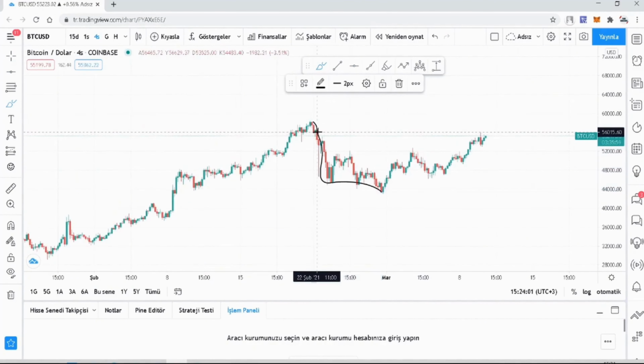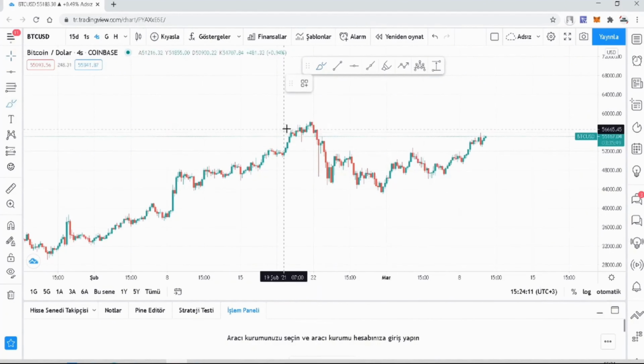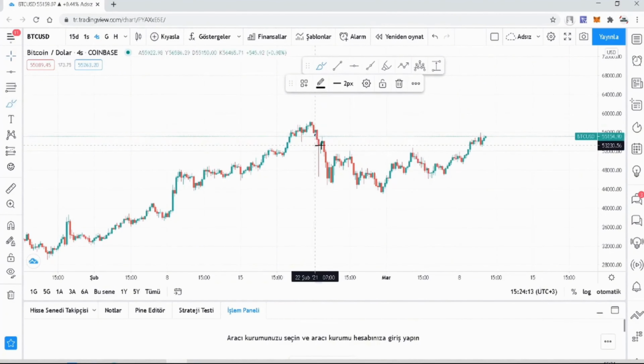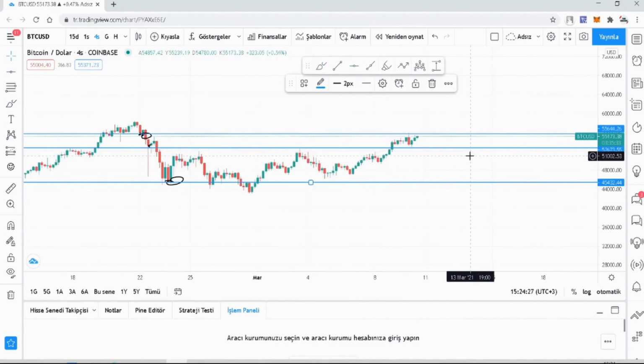Now, let's examine it. This is the first trough. This is the second trough. This is the third trough. As you can see, I am showing it again like this. This is the first dip, this is the second dip, and this is the third dip. Now I'm drawing a line to these points: the first dip, the second dip, and the third dip.